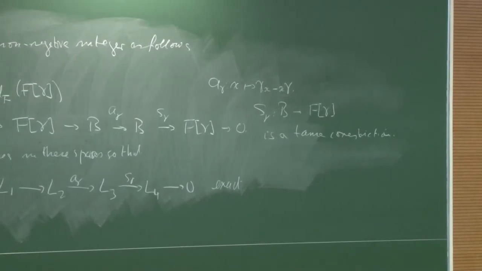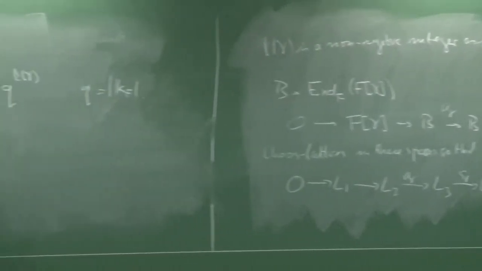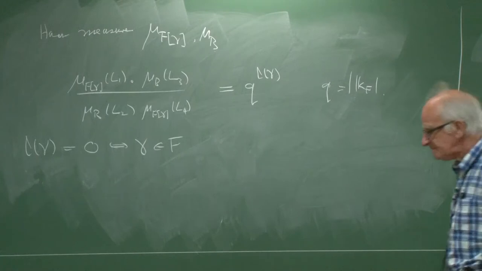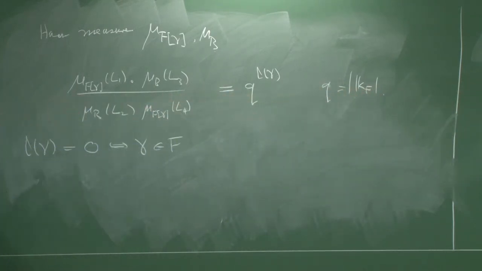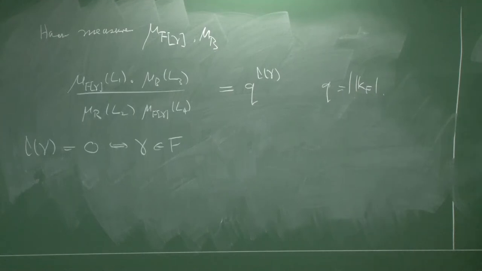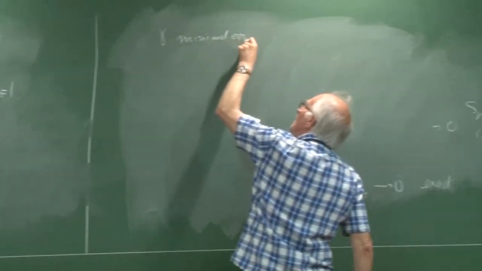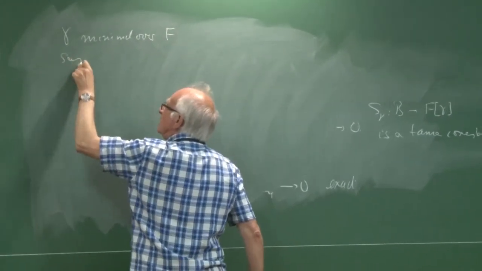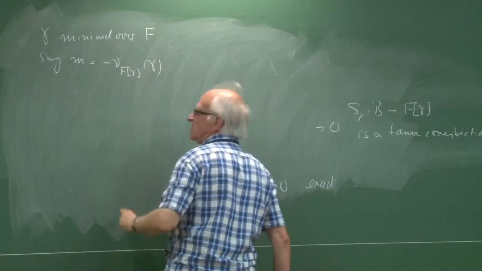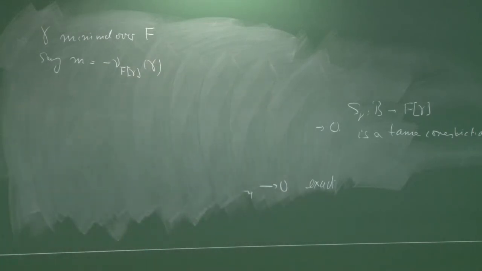Right, now, well, this thing, C gamma is 0, you can only get gammas in F. Pretty boring case. If we take a minimal element, gamma's minimal over F, say M is minus the valuation in F gamma. So gamma, that's positive integer because gamma comes from a stratum.